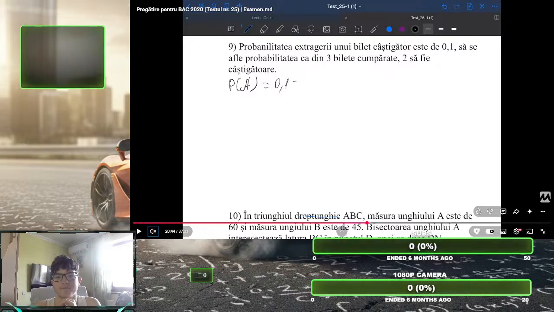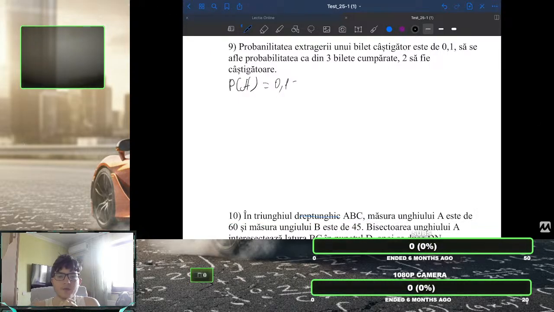Okay, so we got a probability problem. The probability of extracting winning tickets is 0.1. Find the probability that from 3 bought tickets, 2 are winning ones. Okay, so it's a small probability, straight up, I can say. So first we need to calculate the complementary probability of a ticket not actually being a winner. So we need to do 1 minus 0.1, which is 0.9.